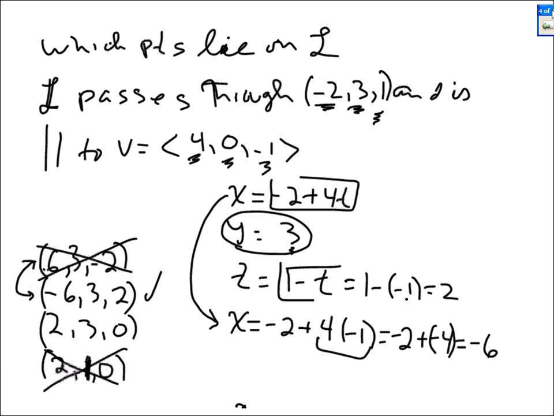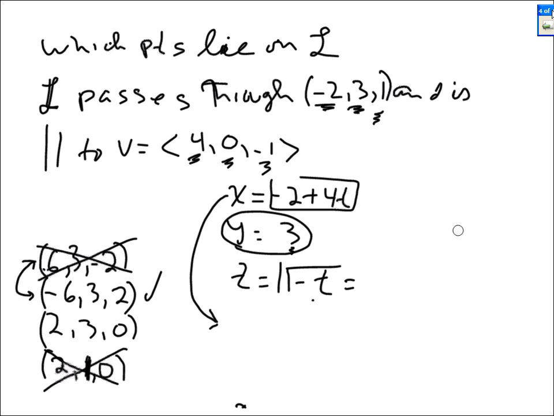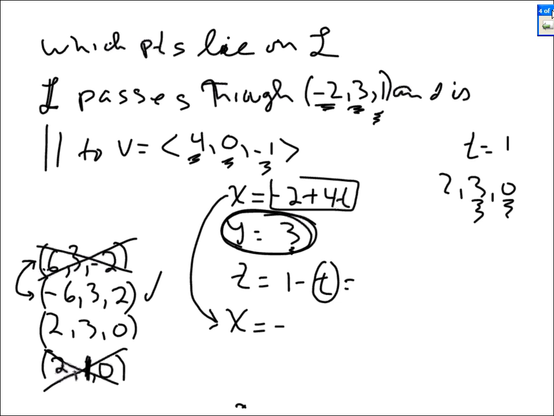Okay, let's check 2, 3, 0. Let's see if that one works. So z is 0. That means t has to be 1. So the last one works. When t is 1, y is 3. Y never deviates from 3. Top one. X is equal to negative 2 plus 4 times 1. 4 times 1 is 4. Negative 2 plus 4 is 2. Here's another winner. The second and third points, they're on the line.